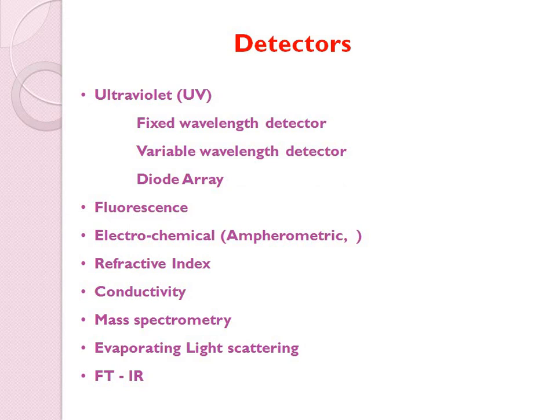Now we are going to see various types of detectors in HPLC. So first is the UV visible detector. It has various types such as fixed wavelength detector, variable wavelength detector, diode array detector. Other detectors are fluorescence detector, electrochemical detector, refractive index detector, conductivity detector, mass spectrometry, evaporative light scattering detector, FTIR detector. So these are the detectors listed here which are commonly used for HPLC.